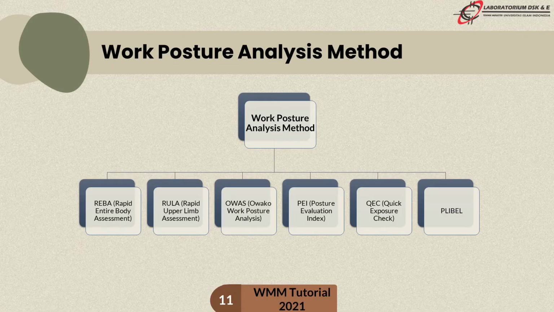Work posture analysis methods. There are several methods that can be used for analysis of working posture. They are REBA, Rapid Entire Body Assessment; RULA, Rapid Upper Limb Assessment; OWAS, Overall Work Posture Analysis; PEI, Posture Evaluation Index; KISI; and PLIBEL. But in this tutorial, we only learn 3 methods: REBA, RULA, and KISI.